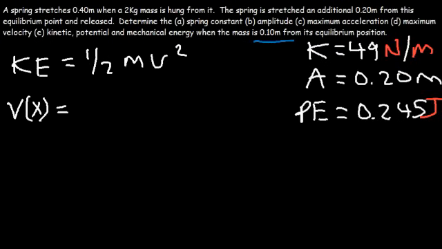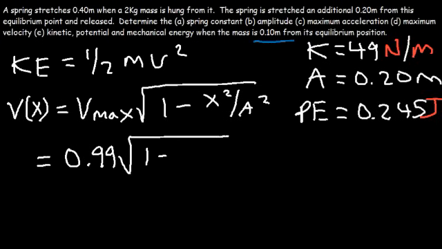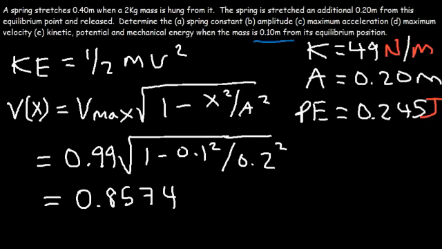The velocity as a function of x is the maximum velocity times the square root of 1 minus x squared divided by A squared. So the maximum velocity is about 0.99. And x is 0.1. A, the amplitude, is 0.2. 0.1 squared divided by 0.2 squared is 1/4. 1 minus 1/4 is 3/4. And the square root of 3/4 is about 0.866 times 0.99. You should get 0.8574 meters per second.